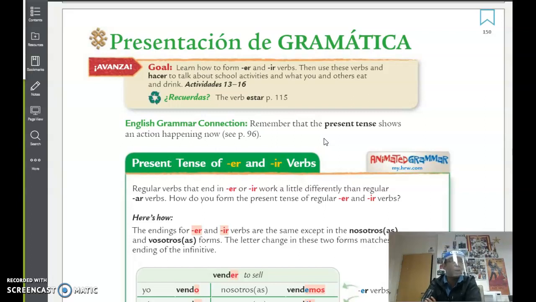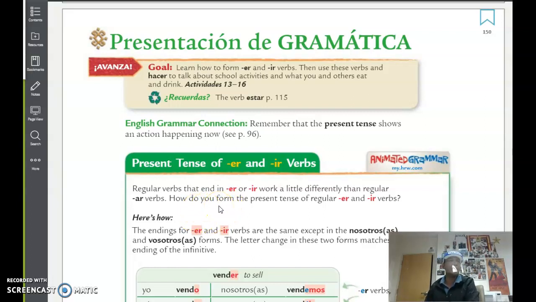When I say ER, it's like the verb comer, to eat, right? It ends with ER. Compartir, which is to share, ends with IR. So how are they different? It says here, regular verbs that end with ER or IR work a little differently than regular AR verbs, like the verb hablar, for example.